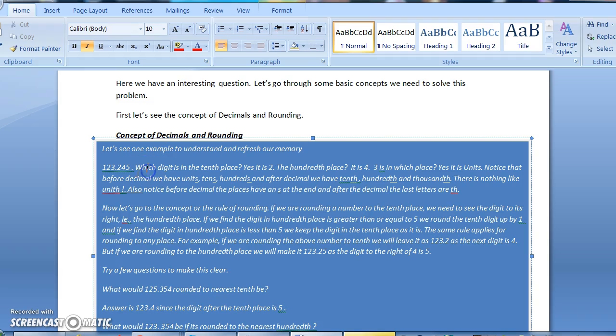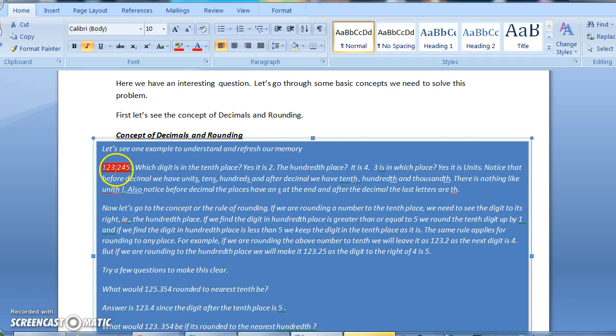What is the concept of rounding? I have a decimal. Let's say it's 123.245. Now, the digit in the tenths place is 2, immediately after the decimal point. The digit in the hundredths place is 4, which is the next, and the digit in the thousandths place is 5, which is the next. Now, what would be this digit? This would be the units place, this one would be the tens place, and this one over here would be your hundreds place.